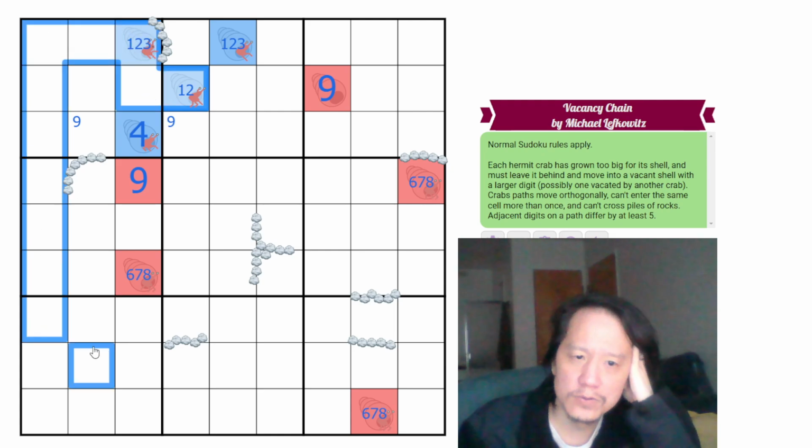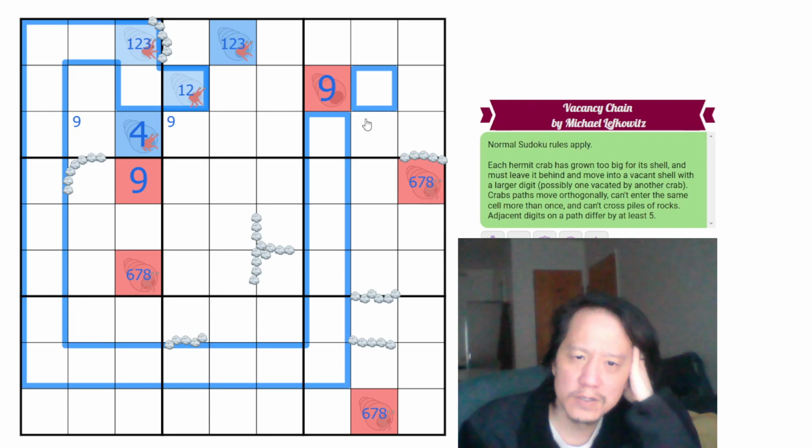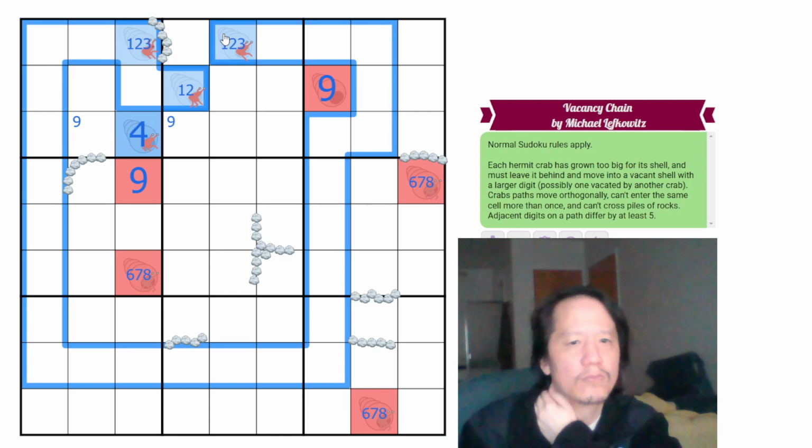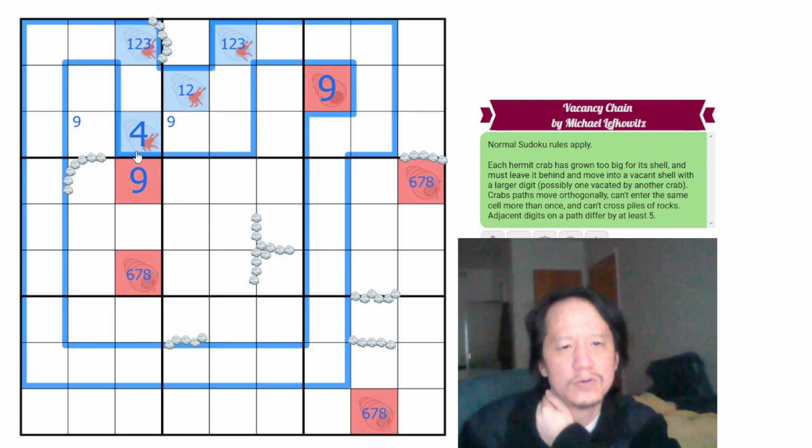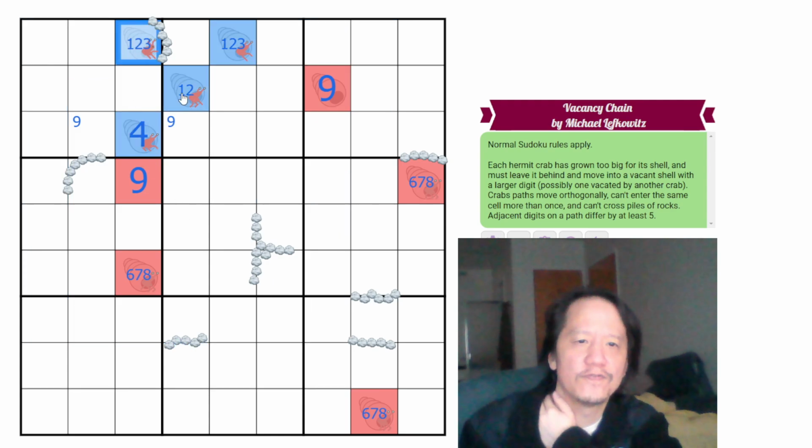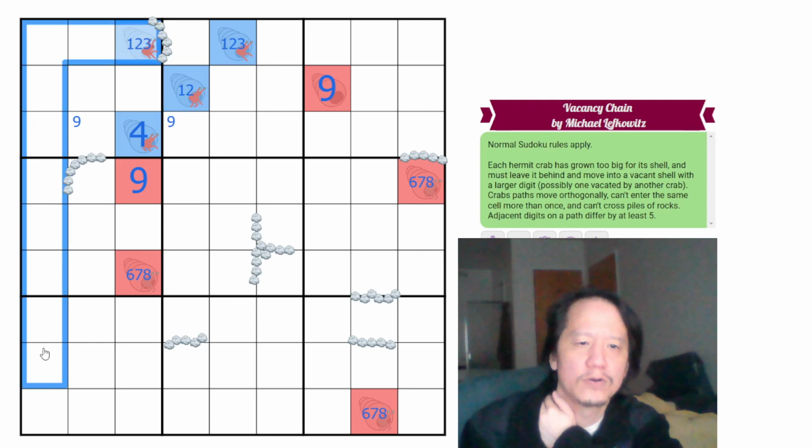Maybe this would be 3. This would be 4. No, it's not possible. Right? If this is 1, it would have to go all the way around here.